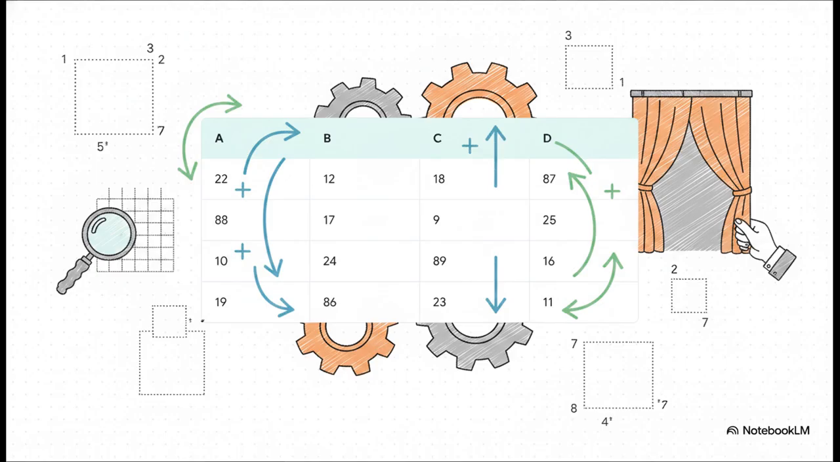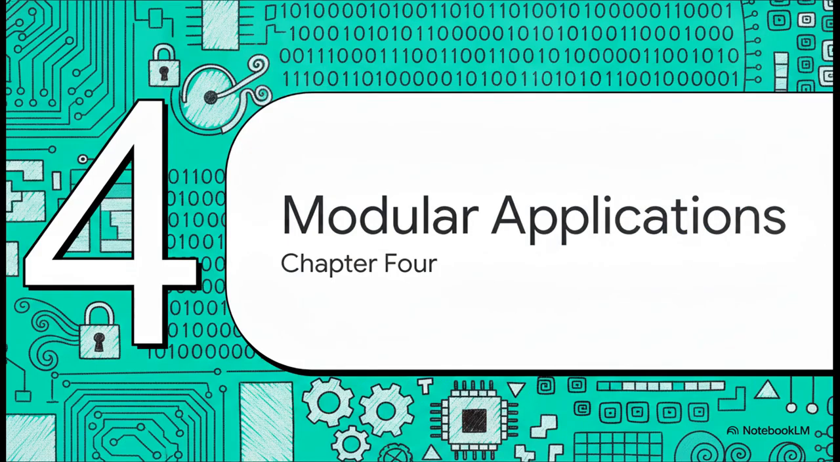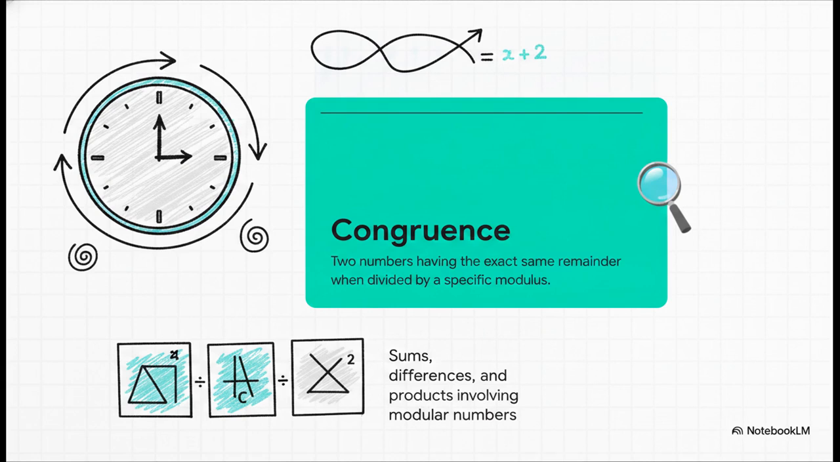How cool is that? Chapter 4, Powerful Modular Arithmetic Applications. If you've ever wondered what makes modern cryptography actually work, well, this is your engine room. It relies on congruence, which is a relationship showing that two numbers have the exact same remainder when divided by a specific modulus. The easiest way to think about it is like clock math. You know, when you pass 12 o'clock, you don't go to 13, you cycle right back to 1.